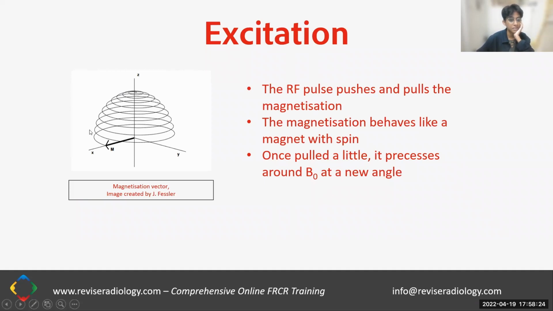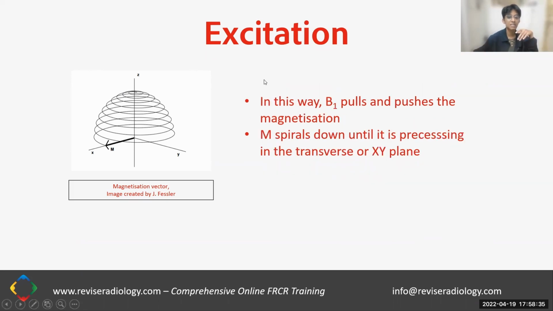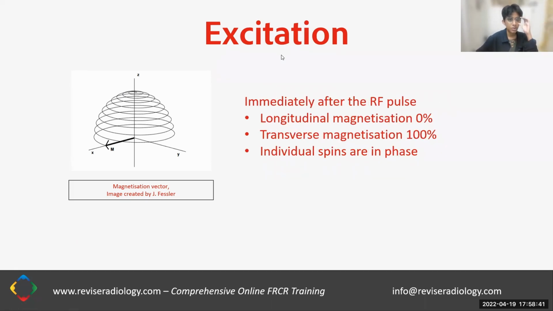follows this spiral path. Once it's pulled by this pulse that we're applying, it precesses at a new angle. This angle keeps changing until finally it's completely flat. And then it'll be precessing in the 90-degree plane. Okay, and this process is called excitation.